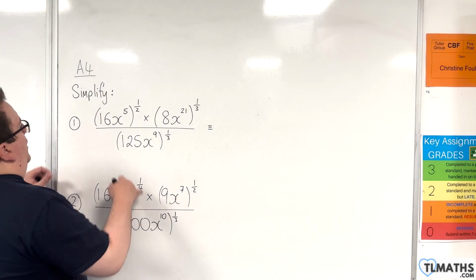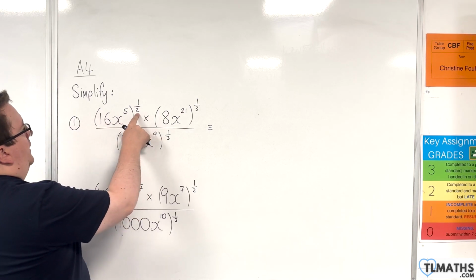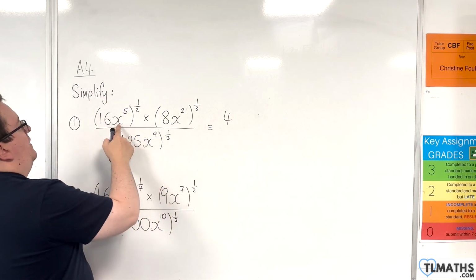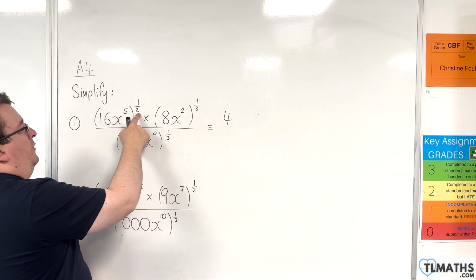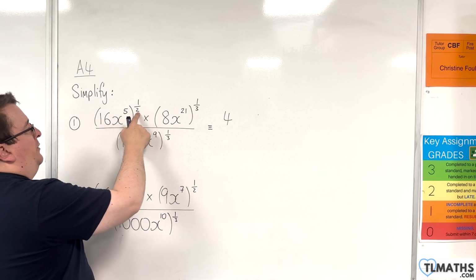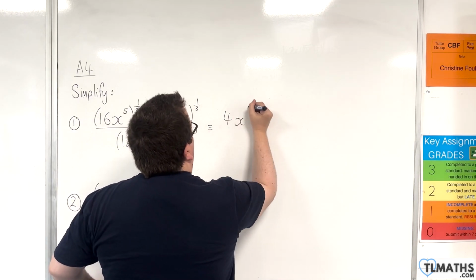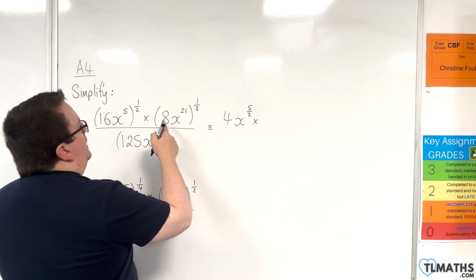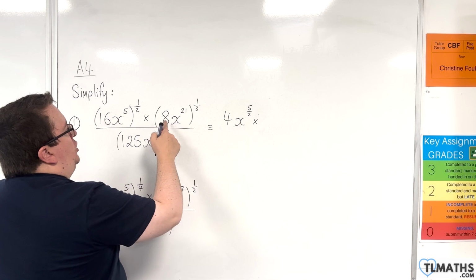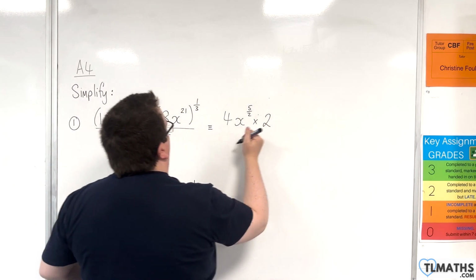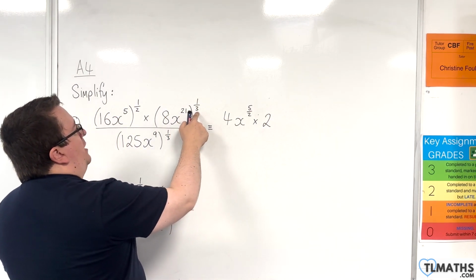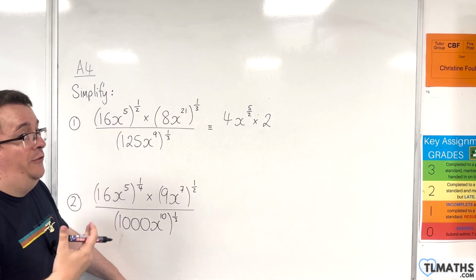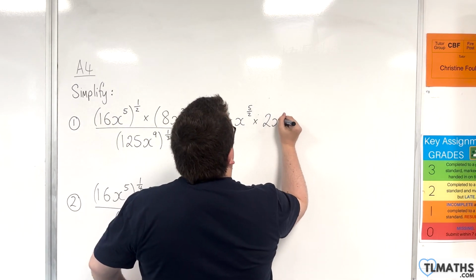Okay? So 16 to the power of a half is the square root of 16, which is 4. Then we have x^5 to the power of a half. So 5 times a half is 5 halves, so x to the 5 halves. Then we're multiplying that by 8 to the power of a third. So the cube root of 8 is 2. Then x^21 to the power of a third. So 21 times a third is 7. So x^7.